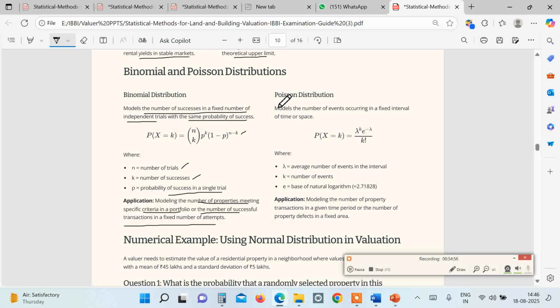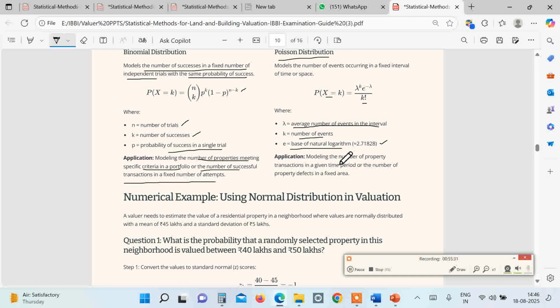Second is the Poisson distribution. It models the number of events occurring in a fixed interval of time. P(X = k) formula is lambda raised to power k multiplied by e raised to power minus lambda, divided by k factorial, where lambda is the average number of events in the interval, k is the number of events, and e is the base of the natural logarithm. Its value is 2.71828. It is used while modeling the number of property transactions in a given time period or the number of property defects in a fixed area.